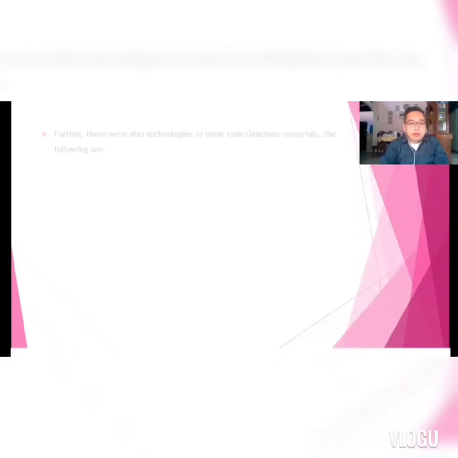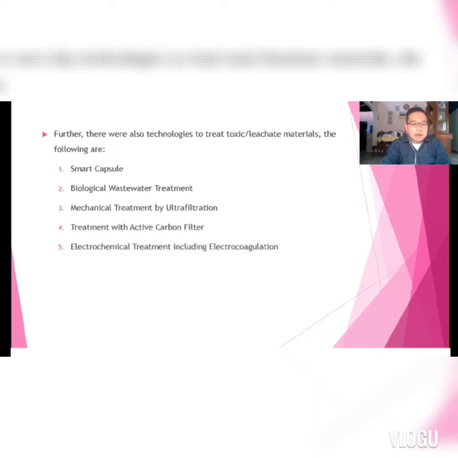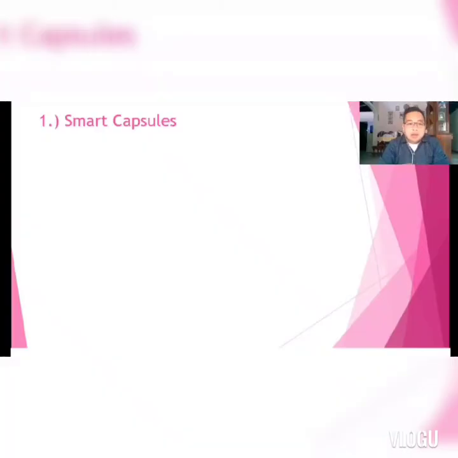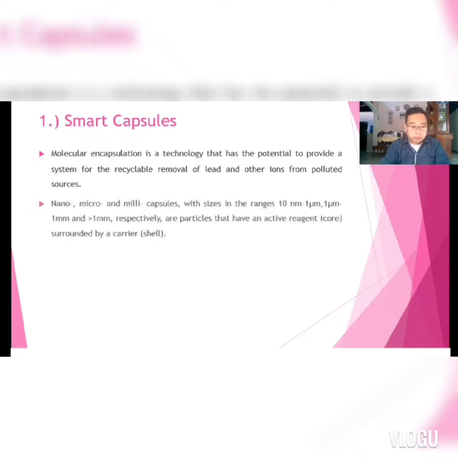So, let's go further. There are also technologies to treat toxic or leachate materials such as smart capsules, biological wastewater treatment, mechanical treatment by ultrafiltration, treatment with active carbon filter, electrochemical treatment including electrocoagulation, and reverse osmosis membrane filtration. Let's tackle first the smart capsules. Molecular encapsulation is a technology that has the potential to provide a system for recyclable removal of lead and other ions from polluted sources.